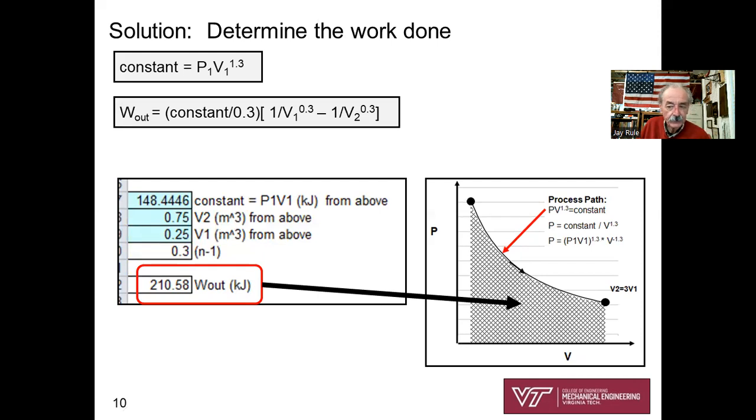All right, now I've gone through the integration, I've gone through the math, and I'm simply repeating what I found on the previous slide. That's just for you to visualize. So what was my constant? I calculated the constant offline, and here it is. Here's V2, here's V1, here is n minus 1, or 0.3. 1.3 minus 1 is 0.3. So that's what gives me the 0.3. And so here's my number, 210.6 kilojoules.